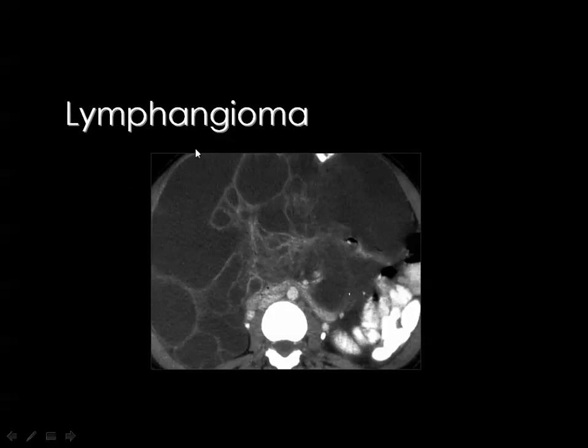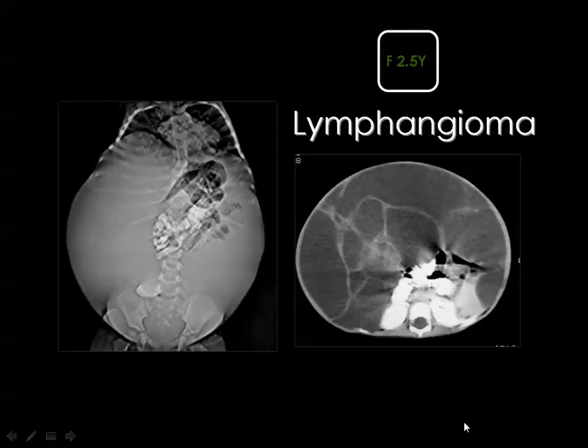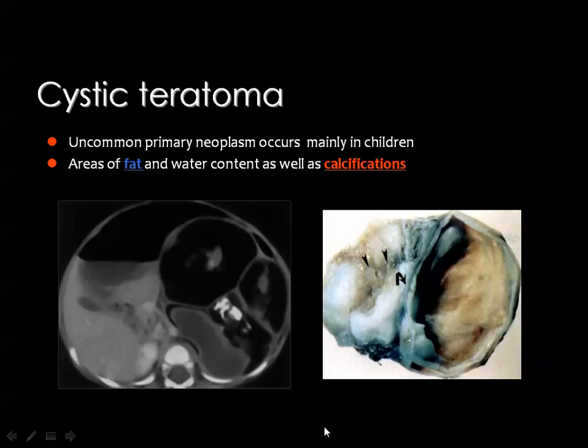You see a huge cyst with internal septations and clear fluid density. And this is also a lymphangioma in a female child. You see the huge distension of the abdomen by this very big cystic lesion with internal septations displacing and compressing the bowel loops.